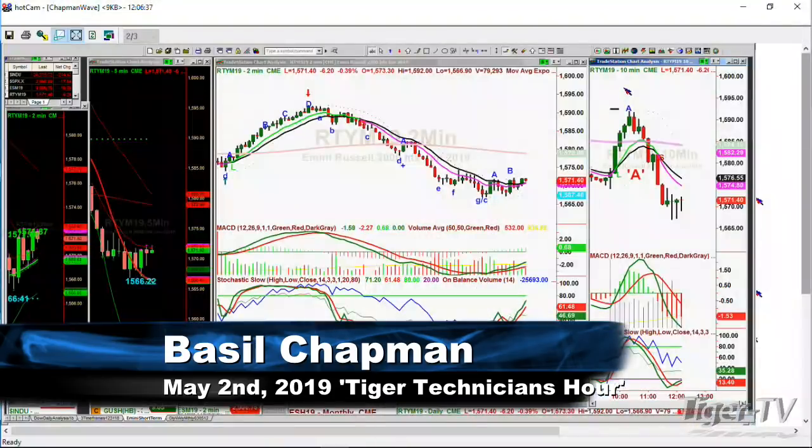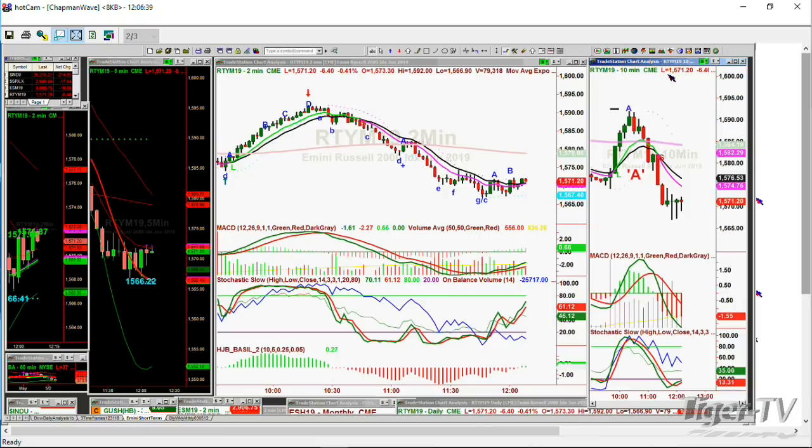Hi everyone, Basil Chapman, Tiger Technicians Hour. I'd like to quickly start off with a couple of chart patterns that we're looking at. You see this chart pattern on the right here. This is the 10-minute RTY M19, the IWM Russell 2000. This is the futures that we are looking at right now. It's trading at 1570.90, down 670.